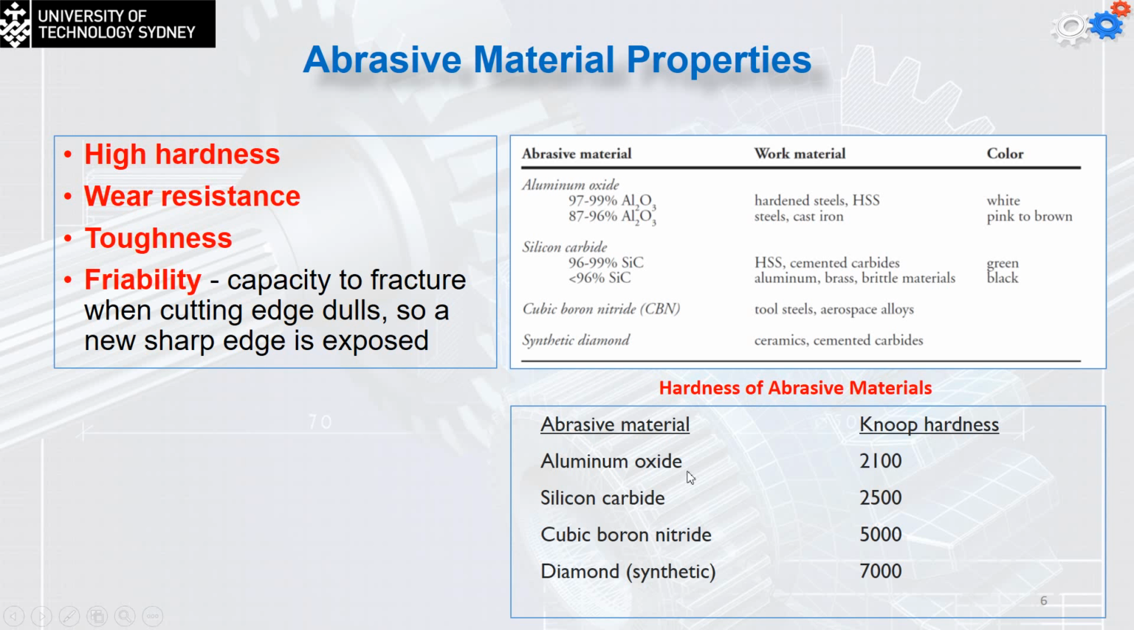The hardness of the abrasive materials, according to the material we can use, are aluminum oxide, which has a Knoop hardness of 2100, silicon carbide at 2500, and the maximum is going to be diamond, which is 7000. But once again, as we said for the cutting tool itself, this will be the most expensive one. By the way, each material depends on what we are going to use it for.